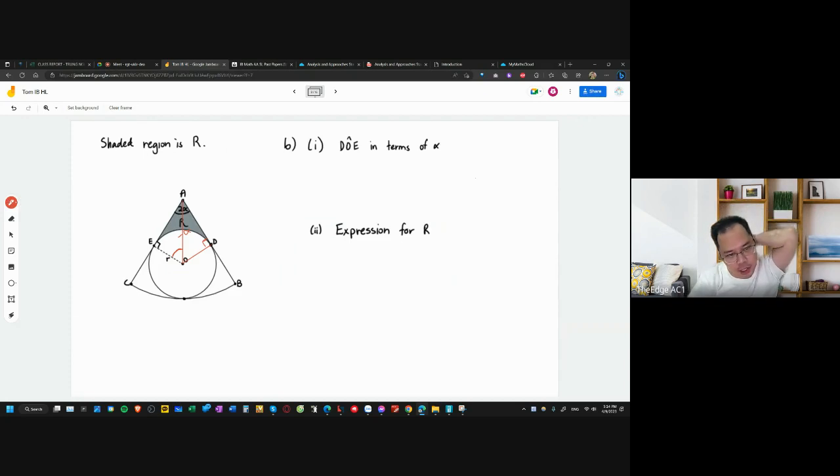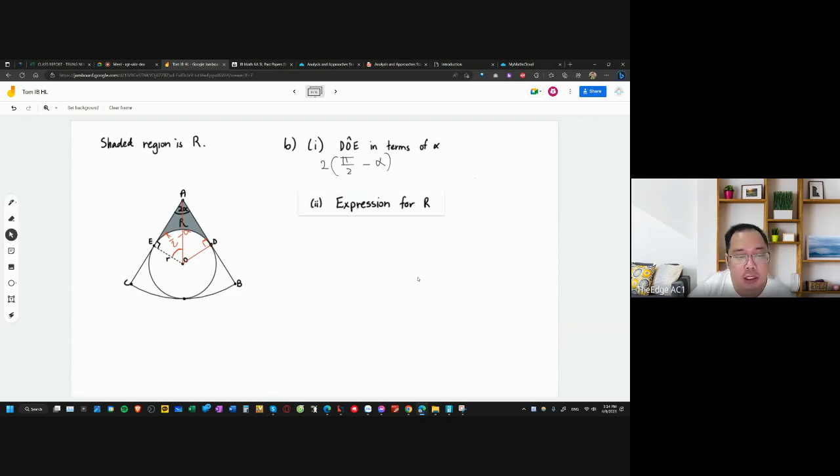90 degrees or pi over 2, 2 times that is the angle DOE. Then the expression for R: take the area of the two triangles that we calculated in question A and subtract the area of the circle sector. The sector of the circle is 1/2 of the angle times R squared. The angle is this angle, times R squared.